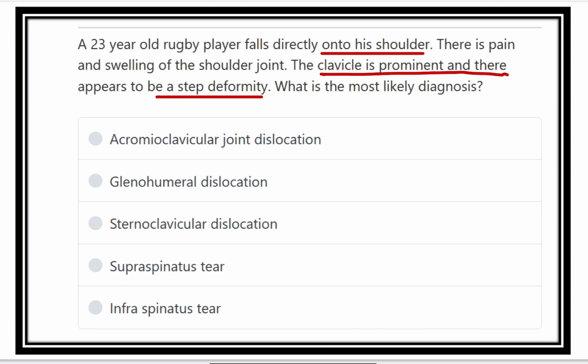So a 23-year-old rugby player fell directly onto the shoulder joint. There is pain, swelling, and the clavicle is prominent near the shoulder joint. First of all, we have to see the shoulder joint and the relation of the clavicle in the shoulder joint. And here are the answer options: acromioclavicular joint dislocation, glenohumeral dislocation, sternoclavicular dislocation, supraspinatus tear, infraspinatus tear.